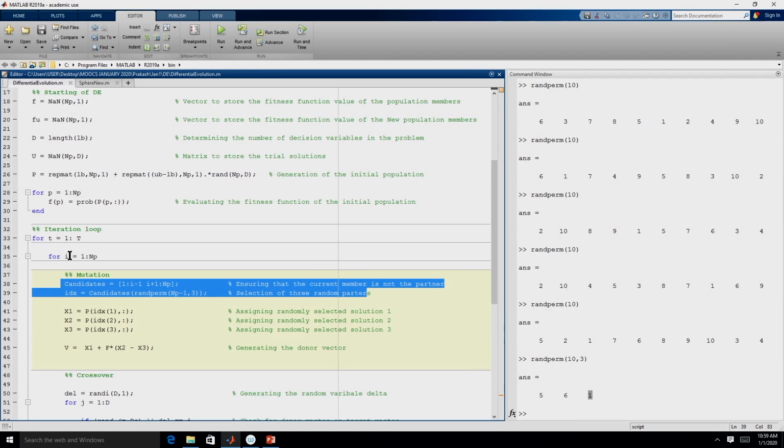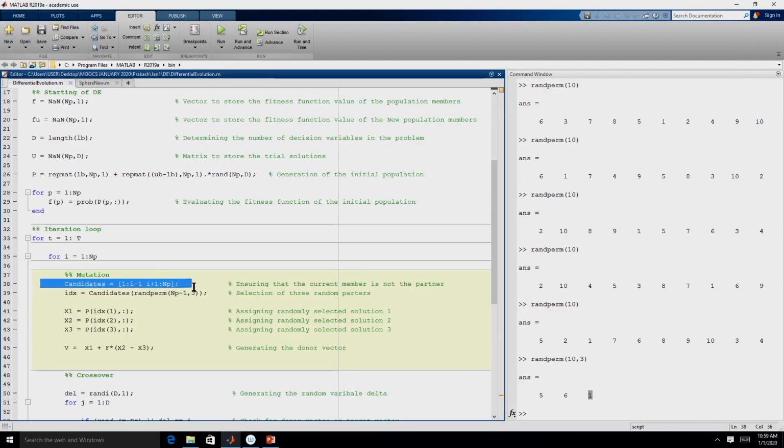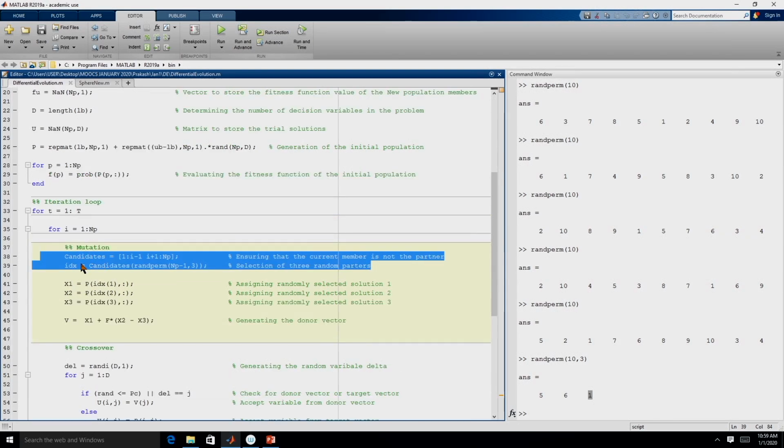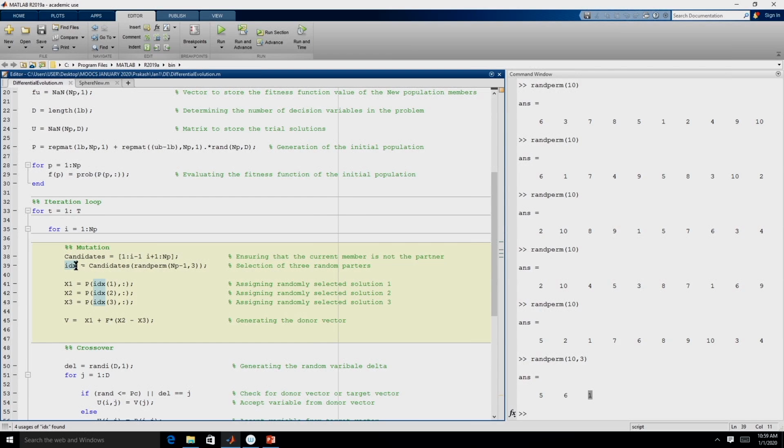So, target solution is indicated by I. So, it should not be I, we need 3 random solutions R1, R2, R3. These 2 lines will help us to implement that. When we run this in debug mode, it will be much more clear. So, now that we have identified the 3 random solutions, we extract the solution.